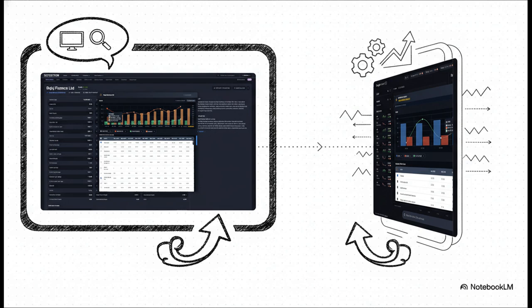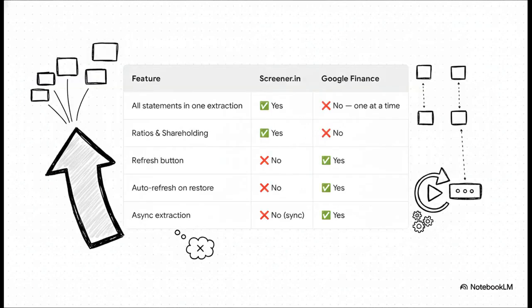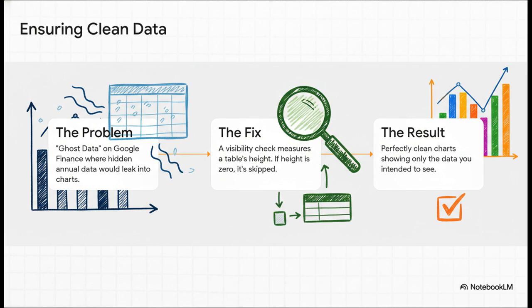On Screener, you get a classic straightforward pop-up window. But on Google Finance, it uses this slick embedded panel that feels like a natural part of the site itself. And this table really breaks down what that means in practice. On Screener, since it's like that printed book, you can grab all the data from every financial statement in one go. But on Google Finance, because you're only ever seeing one statement at a time, you have to extract them one by one. And that's exactly why it needs a special refresh button that you won't even find on the Screener version.